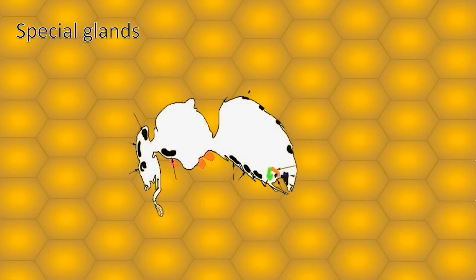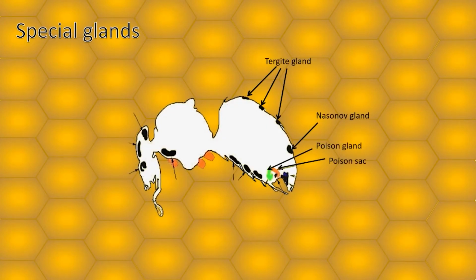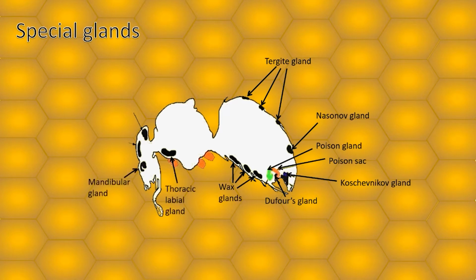Let's have a look at special glands. There are 10 different types of glands present in honeybees. They are the tergite gland, Nasanov gland, poison gland with poison sac, Koshevnikov gland, Dufour's gland, wax glands, thoracic labial gland, mandibular gland, hypopharyngeal gland, and the last, head labial gland.